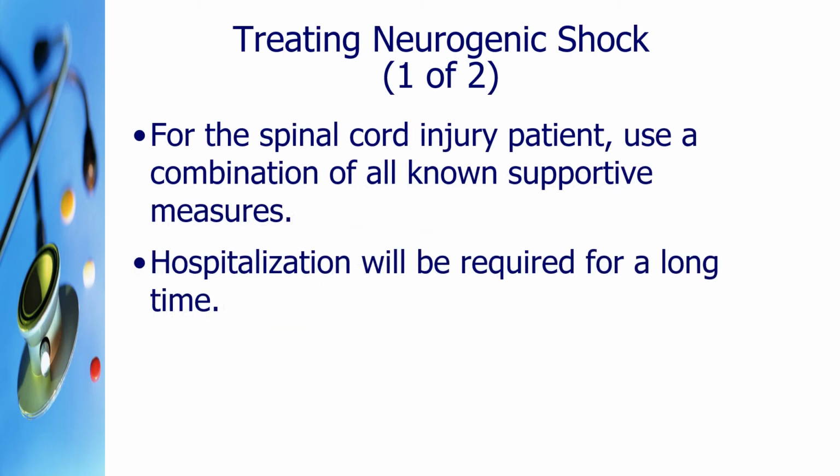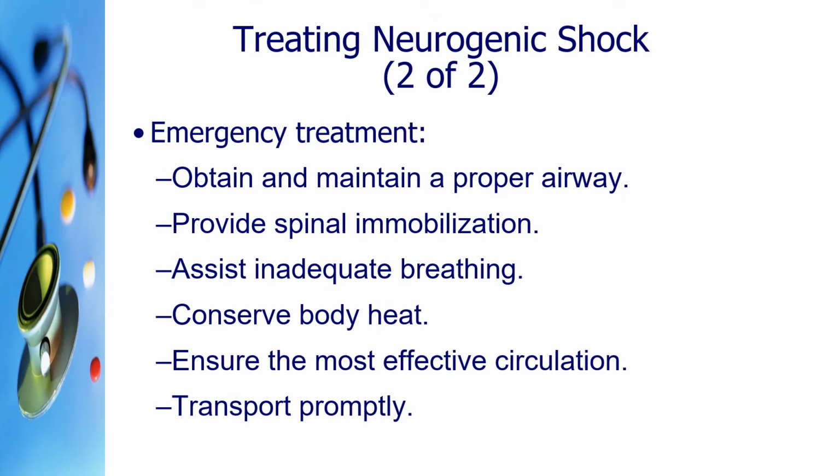Treating a neurogenic shock. For the spinal cord injury patient, use a combination of all known supportive measures. Hospitalization will be required for a long time. Emergency treatment: obtain and maintain a proper airway, provide spinal immobilization, assist in adequate breathing, conserve body heat, ensure the most effective circulation, transport promptly.